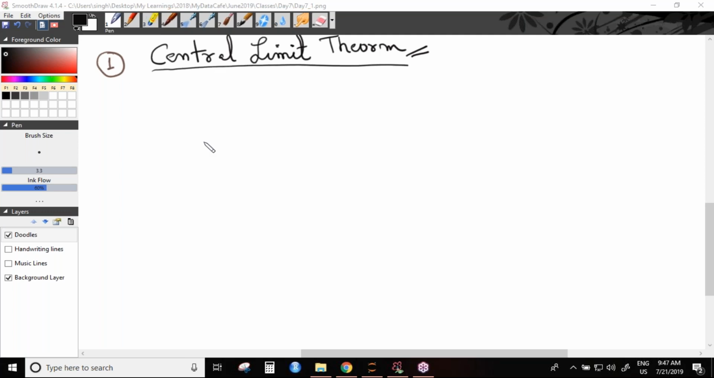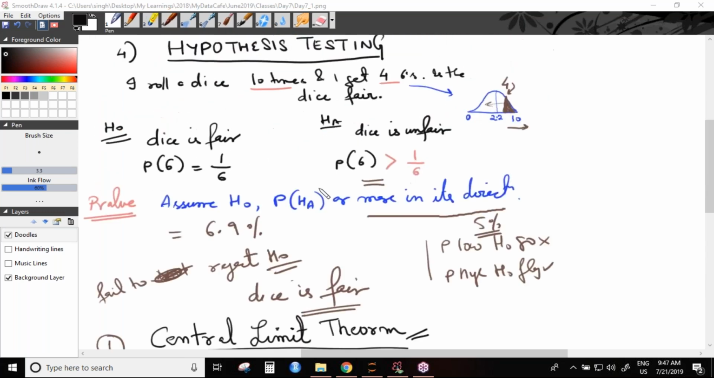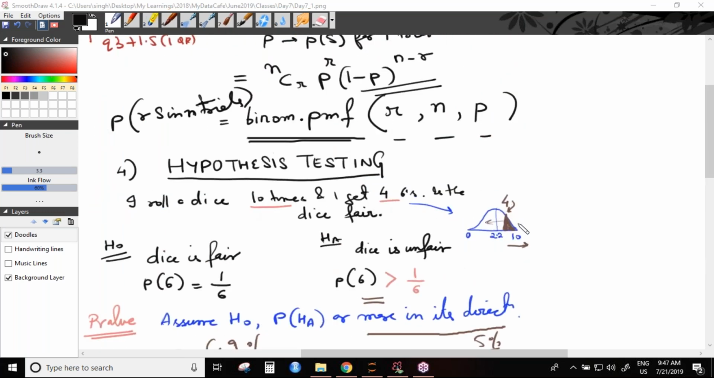Now, what is the central limit theorem? Let me give you a scenario. Remember in this example, I told you that this will follow a normal distribution. How did I tell you that? Because that comes from the central limit theorem.